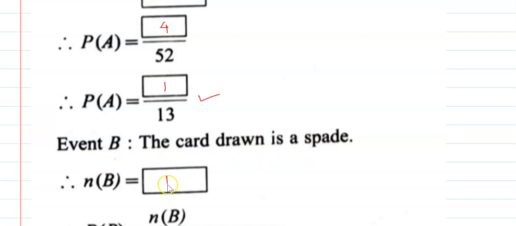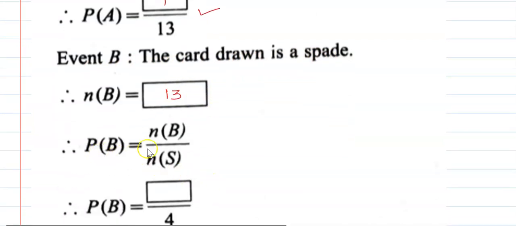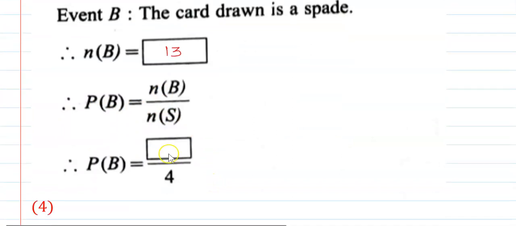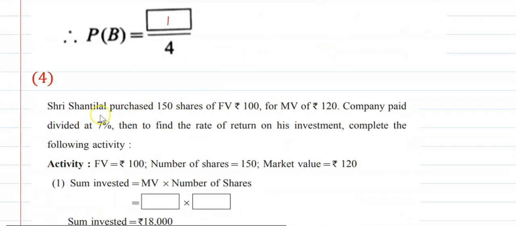How many spade cards are there? 13 cards. And therefore, P of B is equal to n of B upon n of S. And here, if we substitute 13 upon 52, then you will get P of B is equal to 1 by 4. Now the next activity.